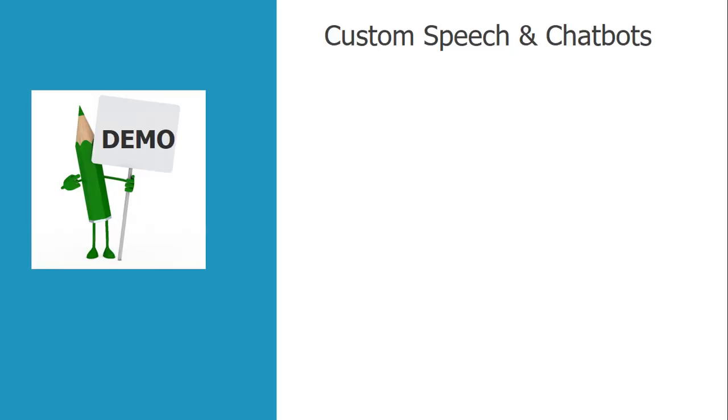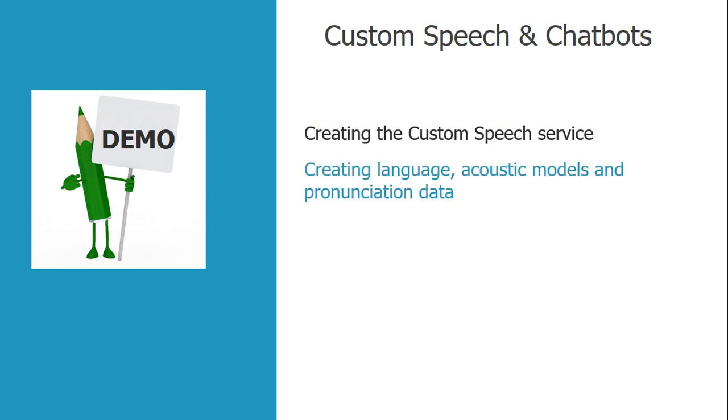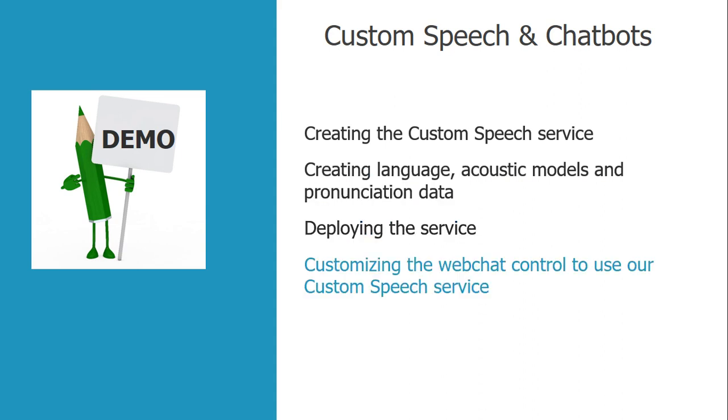Here is a recap of all the steps I will be demoing in a minute. We first need to create a custom speech service. Then we'll create our speech models in order to specialize the speech service to our specific factory needs. We'll then deploy the service. We'll finish by integrating our service with the web chat control that is available on GitHub. It will require some code change at web chat level.